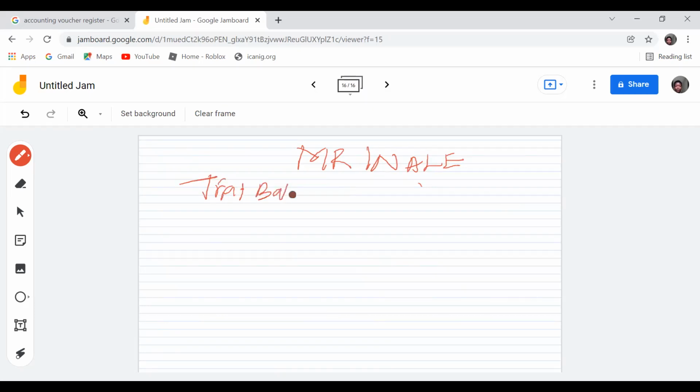Trial balance as at 31st of January 2016. Put your debit and your credit side as well. Maintain your unit of measurement, the naira sign, whatever the currency sign is. So we now need to go back.